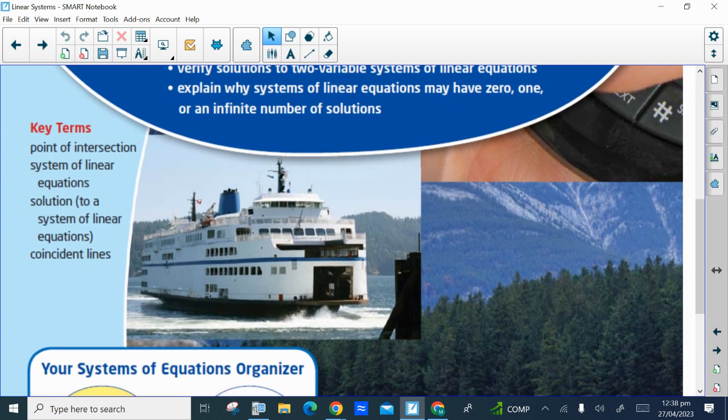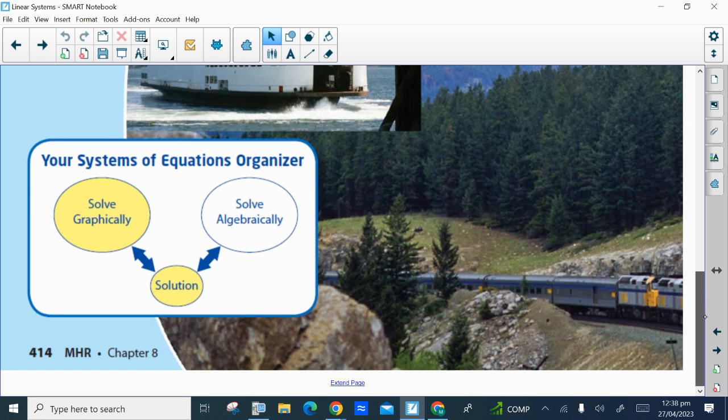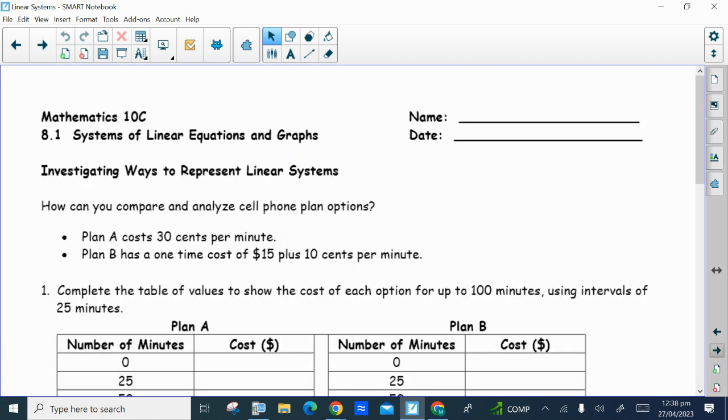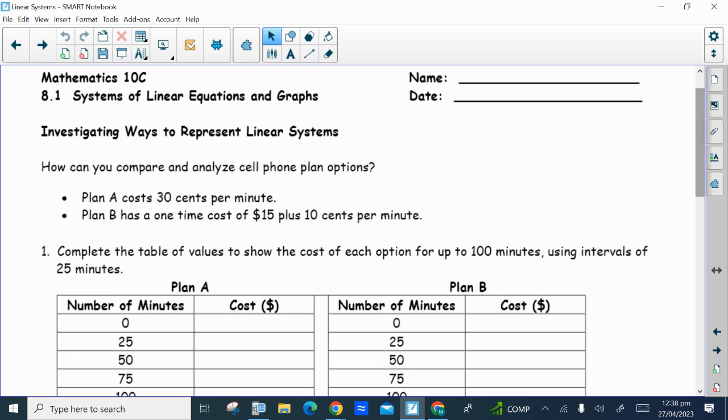Some of the key terms we'll talk about are the point of intersection, a system of linear equations, the solution to a system of linear equations, and what are known as coincident lines. So we're going to start in this chapter by looking at solving a system of equations, finding the solutions graphically. So we'll start this off by looking at this investigation.